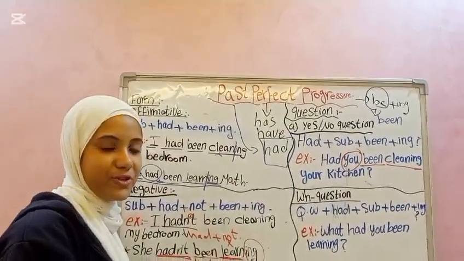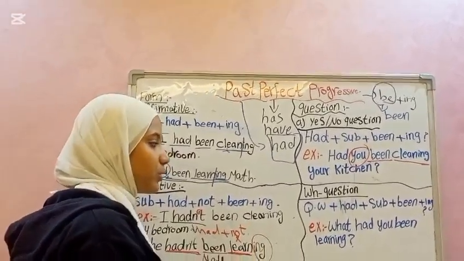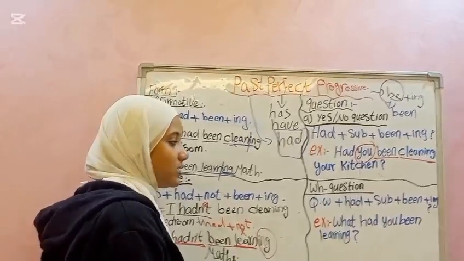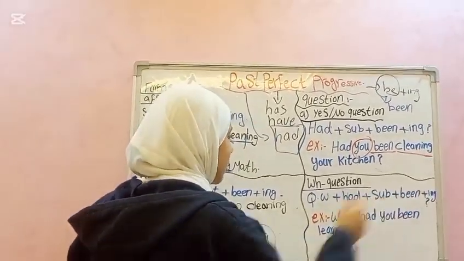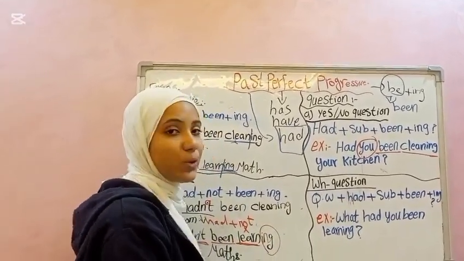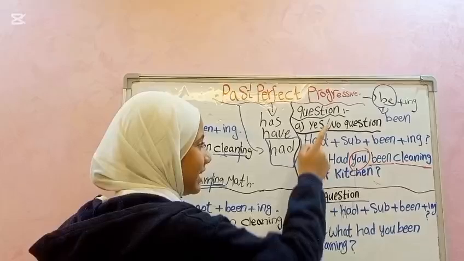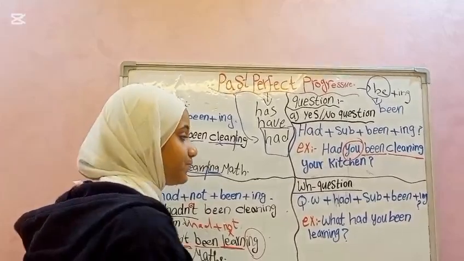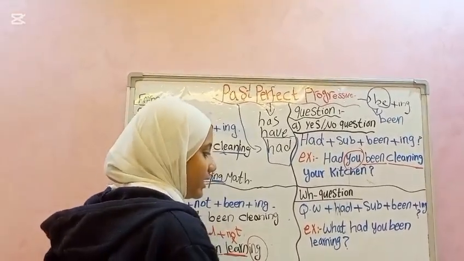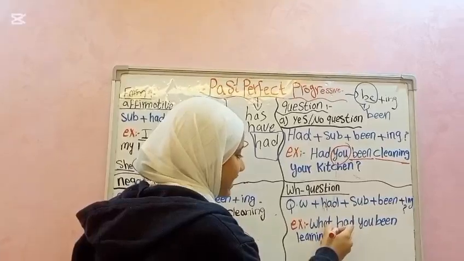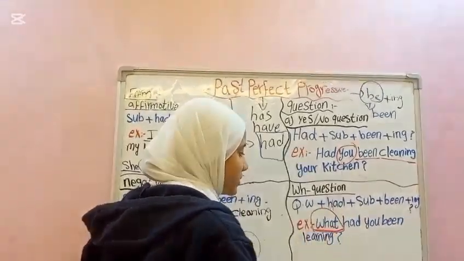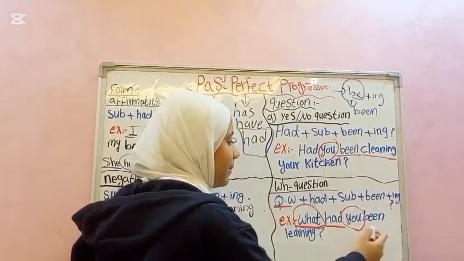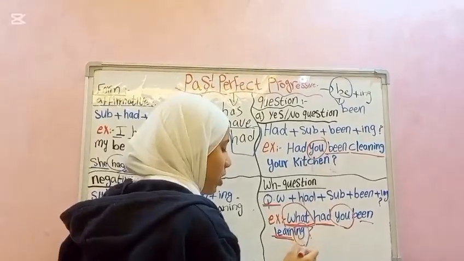The second type of question, WH question. Question word, like what, when, how much, how often, and so on. Had plus the subject plus been plus ing. And don't forget to put the question mark in a WH question and a yes no question. An example on a WH question. What had you been learning? What is one of the examples of the question words. Had, you the subject, been learning the main verb ending in ing.